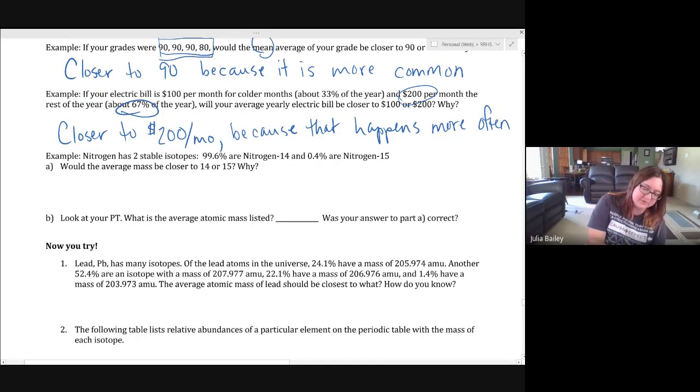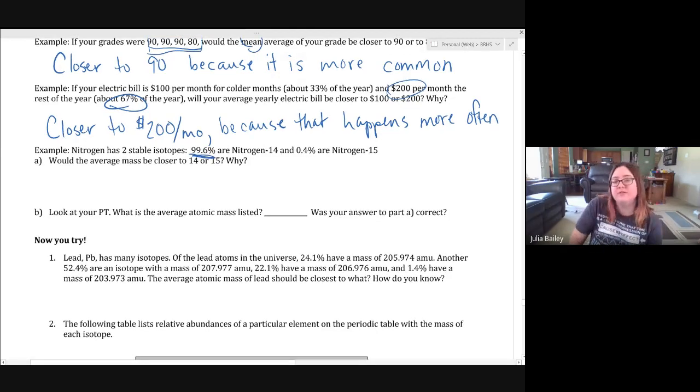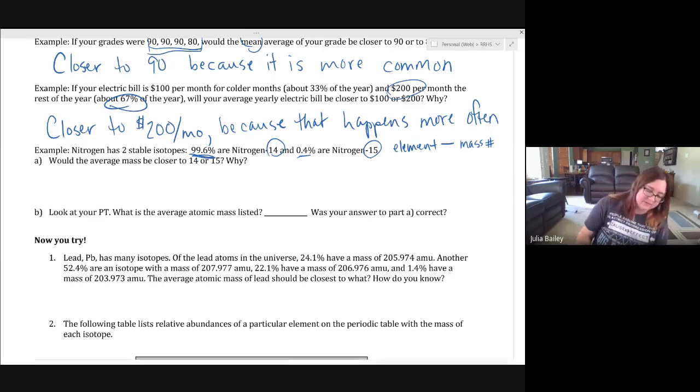Nitrogen has two stable isotopes. 99.6% of all the nitrogen atoms in the universe have a mass of 14. The other 0.4% have a mass of 15. Remember that when we write the notation of an element, hyphen, and a number, that number is the mass number. So the 14 and 15 there are mass numbers. Would the average mass be closer to 14 or closer to 15? Well, since 99.6% of all nitrogen atoms in the universe have a mass of 14, it should be closer to 14 because it is more common, or more abundant.